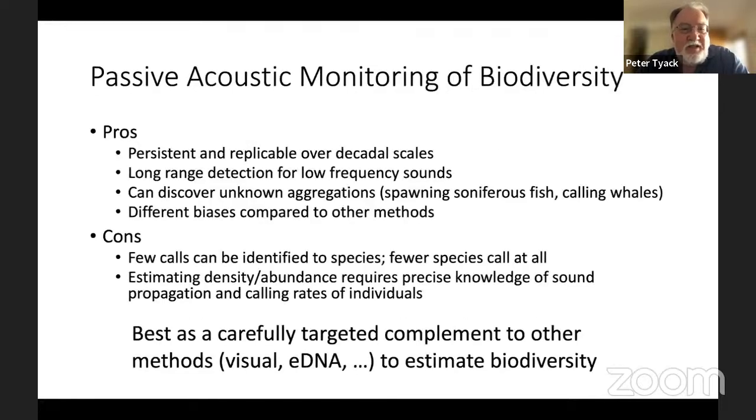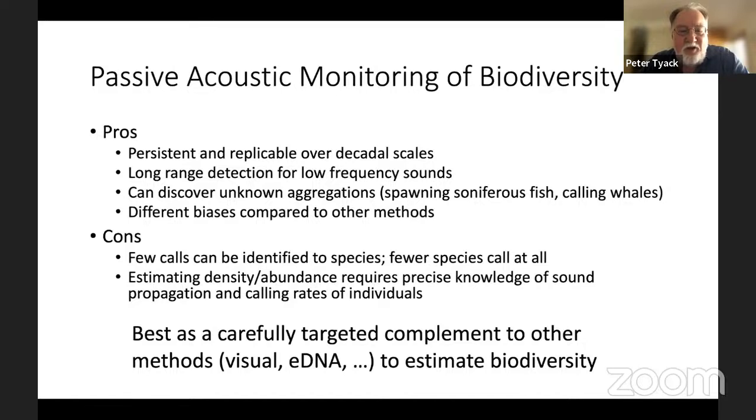It's persistent. It allows you to look over decadal scales. You can use long-range detection for low-frequency sounds, and that can even discover unknown aggregations, for example, of spawning areas for fish or calling whales. And the biases are different from other methods like visual sensing, but not many calls can be identified to species, and some species don't call at all.